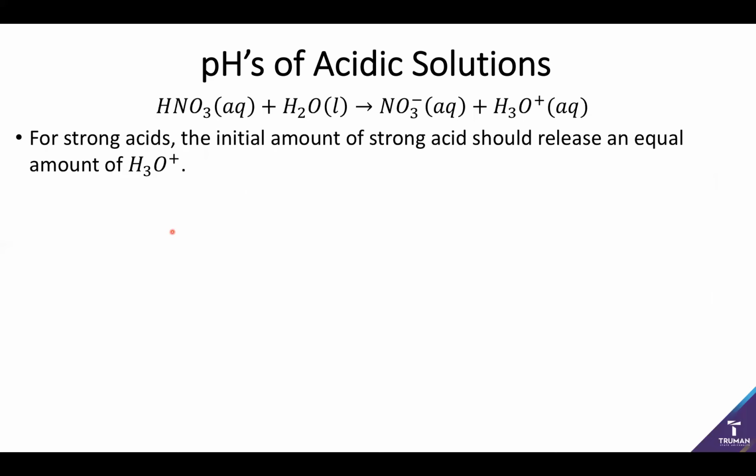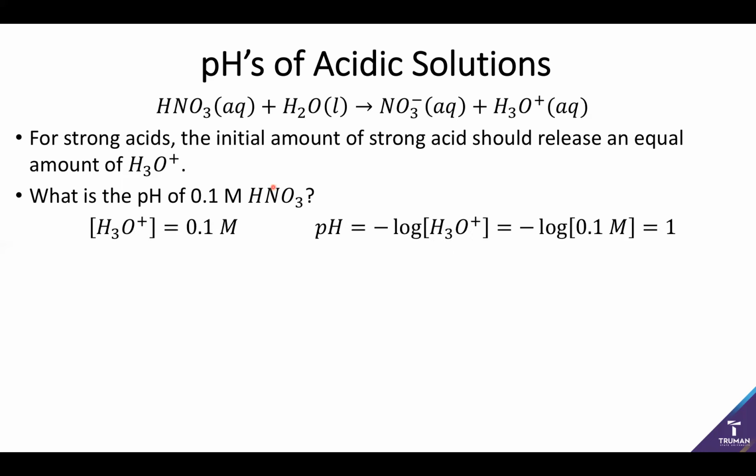So whenever we're trying to figure out the pH of a strong acid, we're going to start with this idea that the initial amount of strong acid should release an equal amount of hydronium. So then let's go ahead and try and determine the pH of some other solutions, like 0.1 molar nitric acid. So if I do this, this means that my hydronium concentration should be 0.1 molar, equal amounts of protons released. Then putting that into pH, it should be negative log of that 0.1, which gives us a pH of 1. So whenever you're mixing a 0.1 molar solution of any of your strong acids, we're going to assume that the pH is going to be about 1.